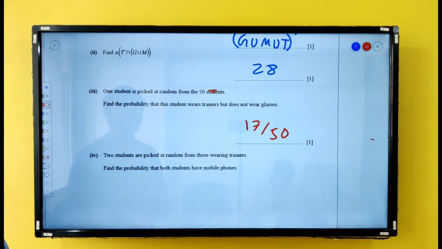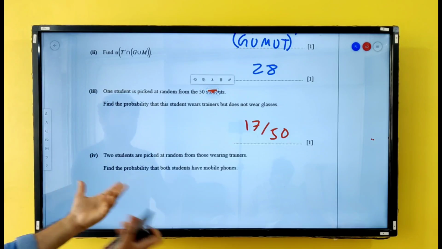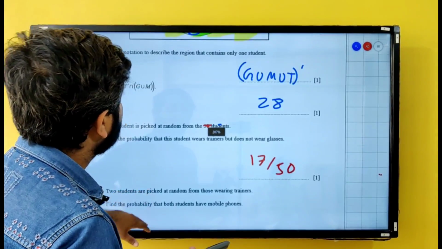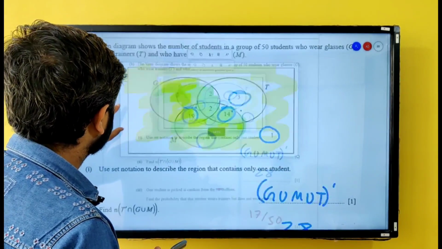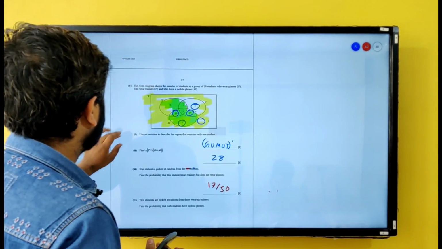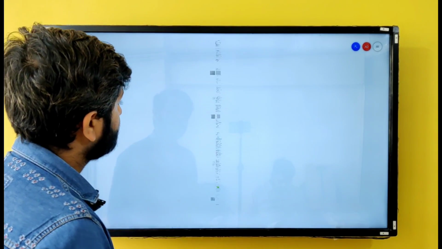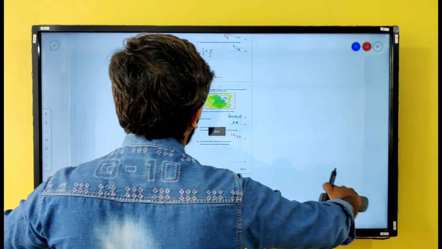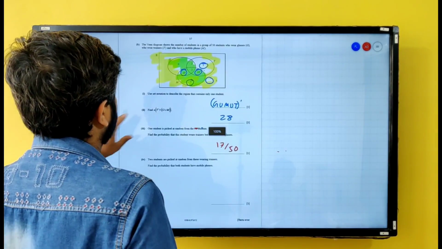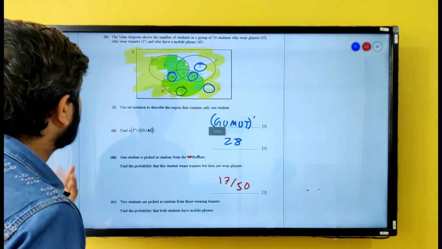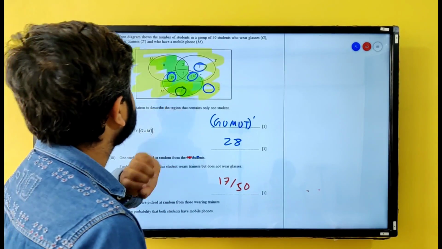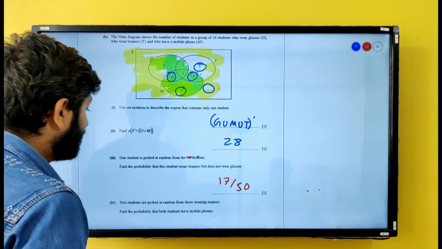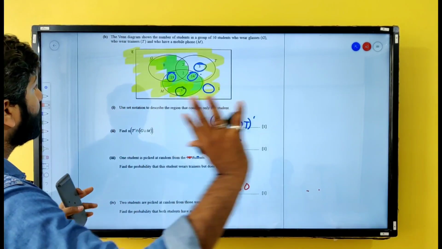Next question. Two students are picked at random from those wearing trainers. Find the probability that both of them have a mobile phone. So I am picking two students from those who wear trainers, right? And I am supposed to find the probability that both of them also have a mobile phone. So first of all, how many students wear trainers? I think we have 14 plus 3, 17, 17 plus 2, 19, 19 plus 2, 21. So there are a total of 21 students who wear trainers.